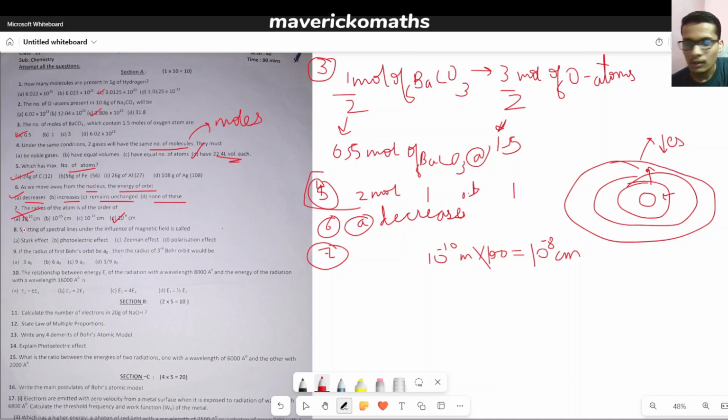A part is wrong. Second is the splitting of the spectral lines under the influence of magnetic field is called as Stark effect, photoelectric effect, Zeeman effect, or polarization effect. So magnetic, I guess it is Zeeman effect.